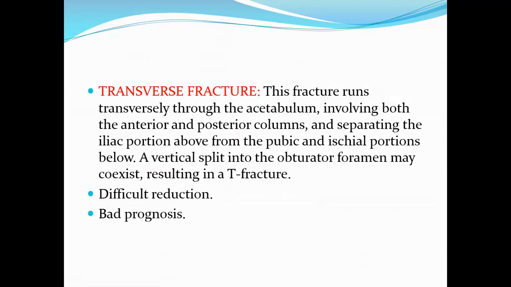surgically. Transverse fracture: this fracture runs transversely through the acetabulum, involving both the anterior and posterior columns and separating the iliac portion above from the pubic and ischial portions below. A vertical split into the obturator foramen may coexist, resulting in a T fracture. Very unstable one, difficult to reduce with very bad prognosis because it is unstable.